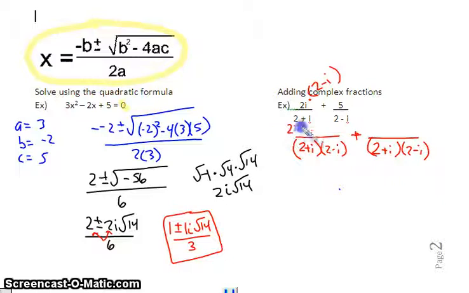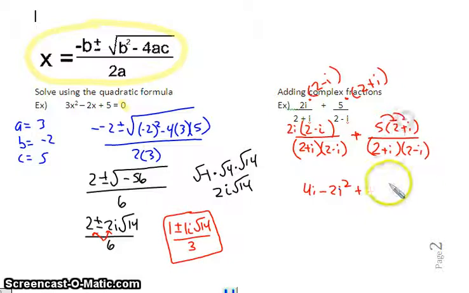So this would be 2i times 2 minus i. Likewise over here, we have the 2 minus i portion, but we need the 2 plus i portion, so we'd want to multiply this numerator by the 2 plus i. So it'd be 5 times 2 plus i. So let's go ahead and do that. Multiplying the numerator, it's going to give me 4i minus 2i squared. Multiplying in this numerator, I would get 10 plus 5i.